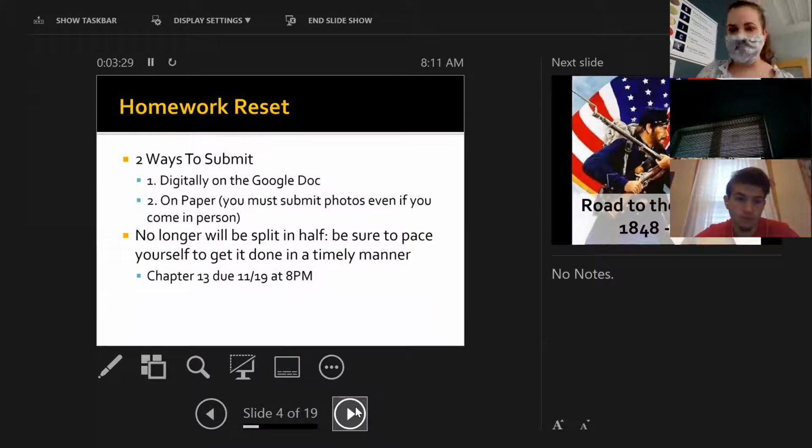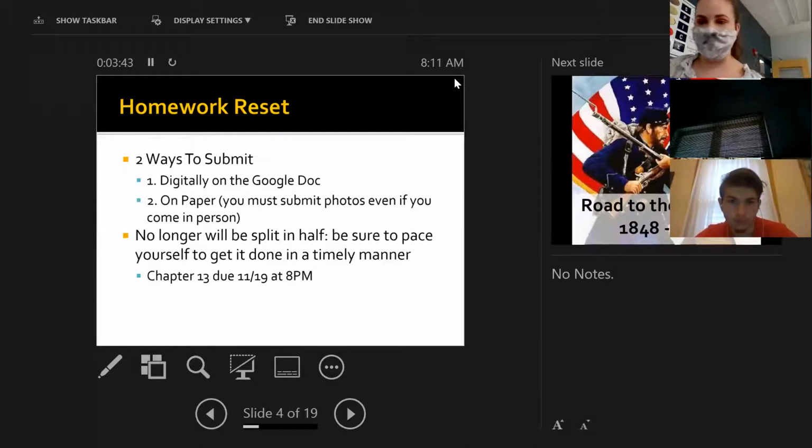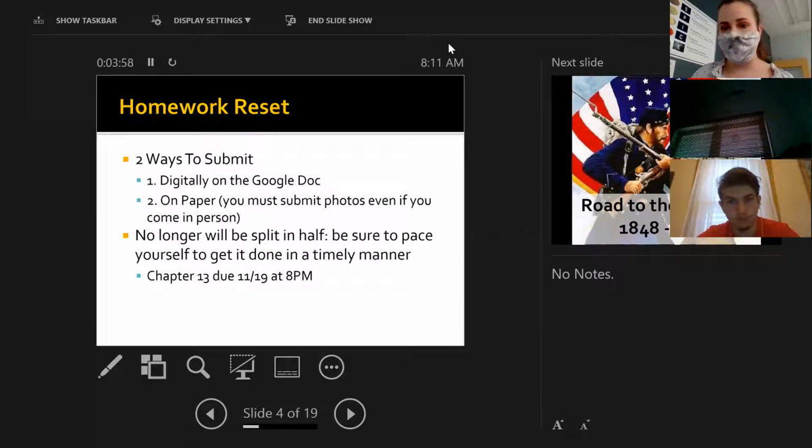As a reminder, there are two ways to submit it. You can either submit it digitally on a Google Doc with the assignment or on paper. If you come in person and you usually show me photos of it on paper, please submit those photos anyways. For example, I had a student in AP Gov that showed me the photos of her work, but I forgot that I had seen them and did not put in the correct grade on her homework assignment. So again, I'm still asking that you submit photos, even if you've showed me in person, so that when I put in the grades, you don't have to worry about me accidentally putting in the wrong grade for you.